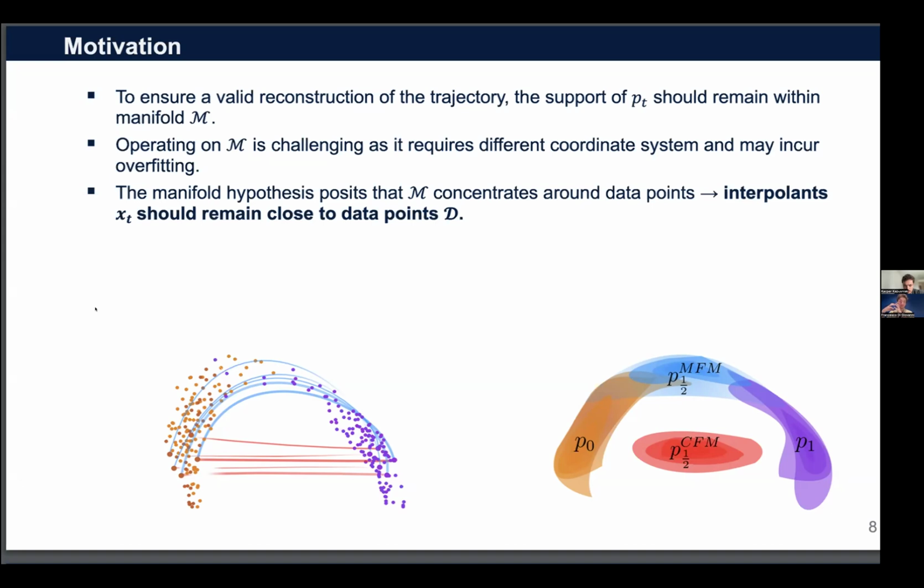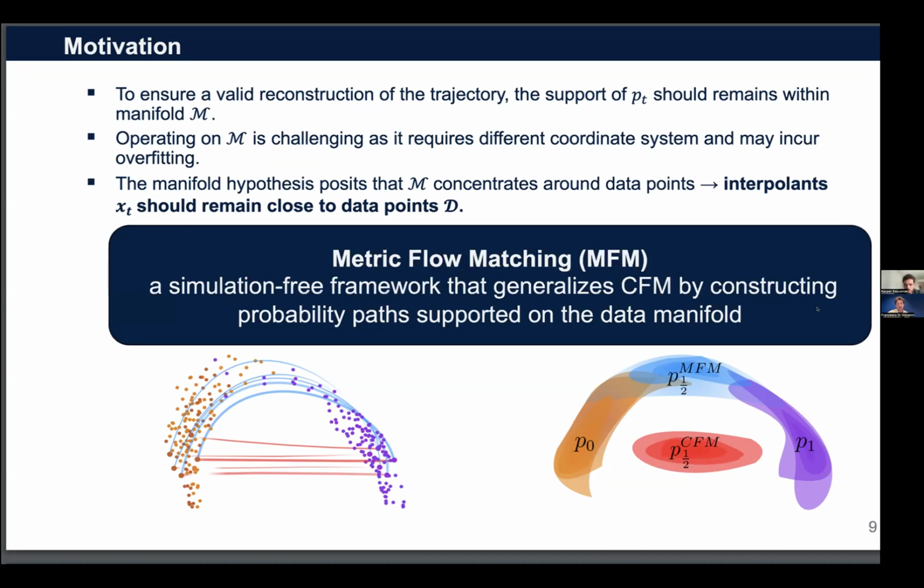We just use a common principle, which is that the samples we have observed are representative of where the manifold is going to be in our space. In other words, the interpolants that we design should remain close to the data points. If we can achieve that, then the interpolants will approximately stay close to the manifold, even though we haven't defined the manifold explicitly. And this, in a nutshell, is the principle behind metric flow matching, which is a generalization of conditional flow matching, where essentially you learn probability paths that stay supported on the data manifold. And we can do that without incurring simulation, so it's relatively similar in terms of computational cost.